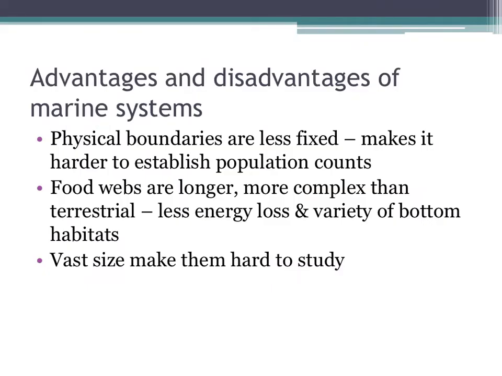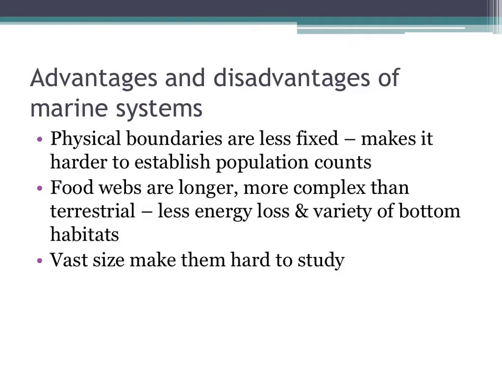Advantages and disadvantages of marine ecosystems. First of all, physical boundaries are much less fixed. If you think about terrestrial boundaries, when we go from a tundra to a taiga, for example, obviously trees start growing. When we get a taiga, the conifer trees, there's a pretty clearly delineated boundary. However, with the oceans, boundaries are much less fixed. It makes it much harder to establish population counts because schools of fish are constantly on the move.